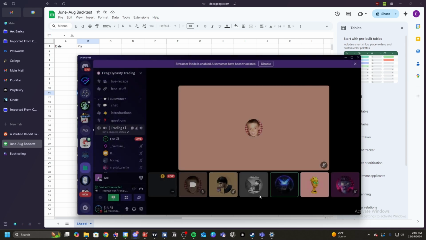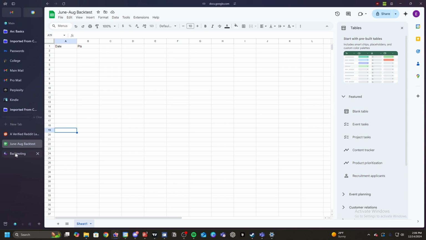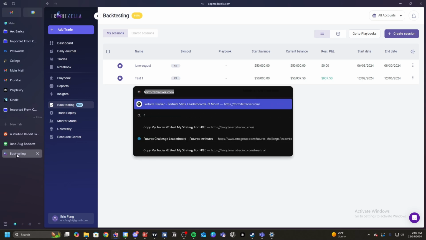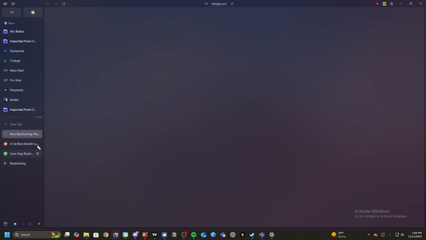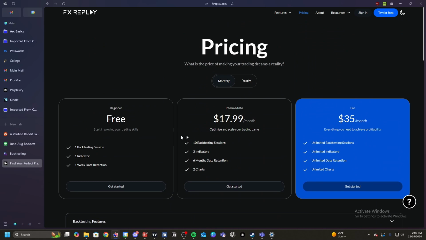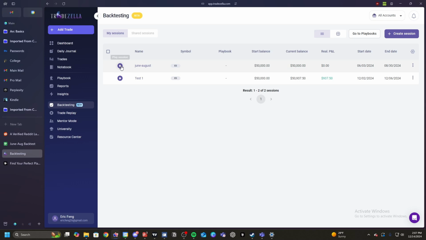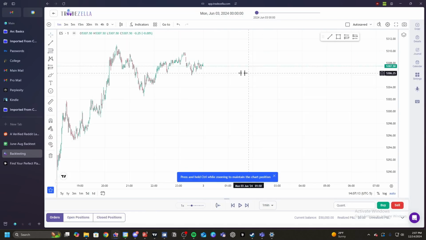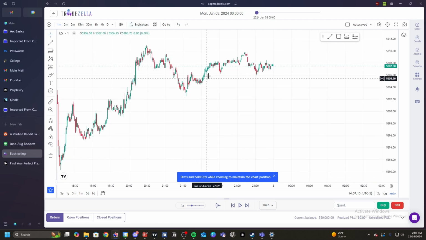back to the spreadsheet. I found this tool that was pretty cool for backtesting. Usually I recommend FX Replay, it's just fxreplay.com. That's what I used before to backtest. It does cost money, I think, but they do have a trial which you could just do and then dip. But I've recently been using TradeZella, and I found it to be pretty good. So we're gonna be using this software to backtest. So yeah, let's get started.